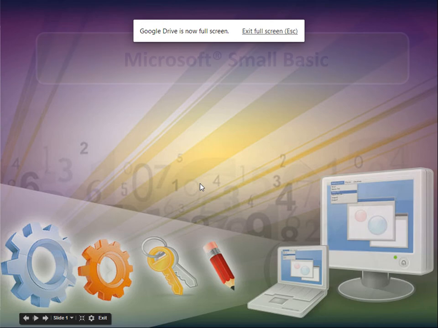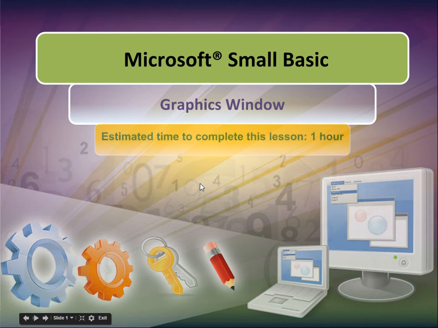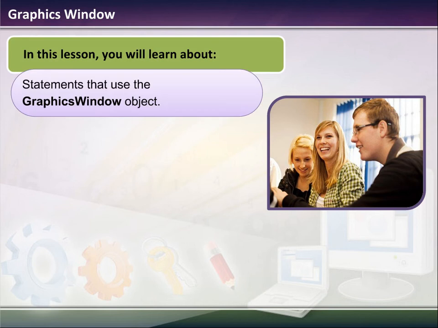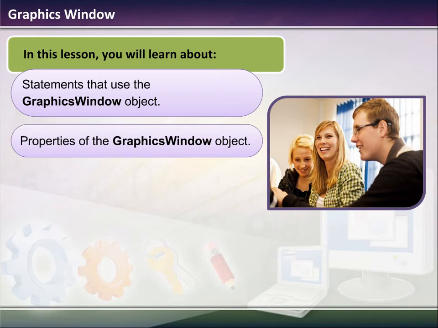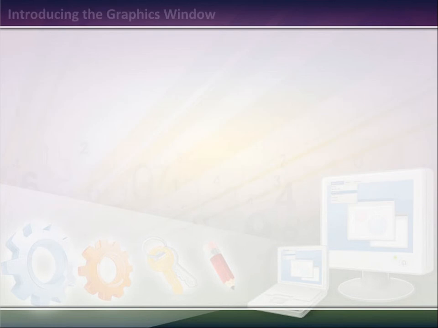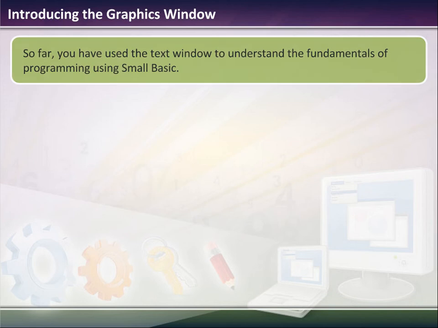Okay, so today what we're going to talk about is the graphics window. Up to this point we've been using the text window, but now we're going to use the graphics window. The graphics window is a lot like the text window, except we can do graphical things, right? So the statements that are used in the graphics window object, we'll talk a little bit about that: the properties of a graphics window, the operations of a graphics window, and their corresponding objects.